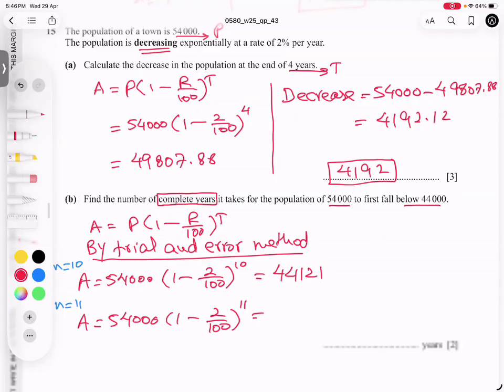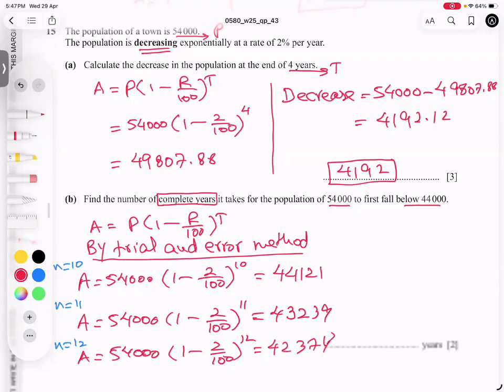And what does it turn out to be? Let me check it. It is giving me 43,239. Still, it is not falling below this much. So I will check 12 now. Sorry. So when I check 12, okay, hold on. I checked 12. So A is equal to 54,000 times (1 minus 2 over 100) to the power 12. And check it with the 12, students.